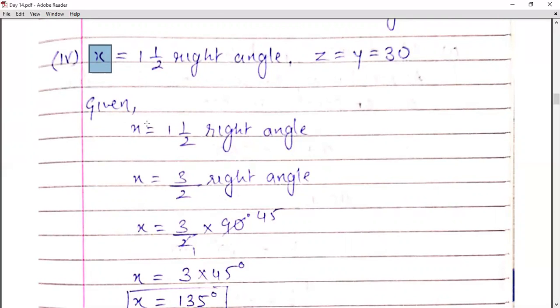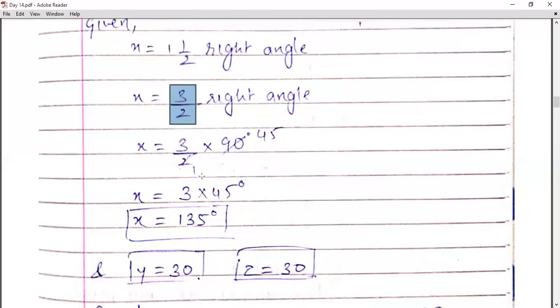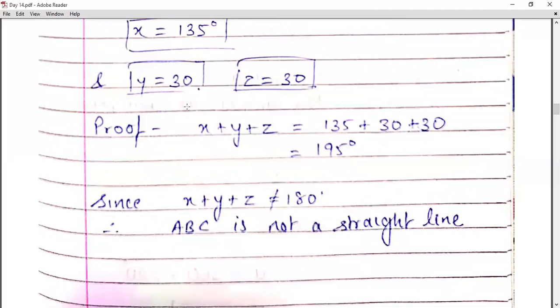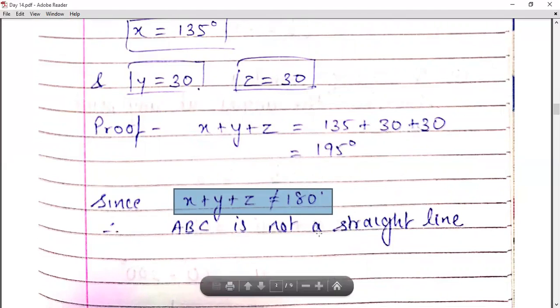Solving for X, X is equal to 1.5 of right angle. 1.5 is a mixed fraction. On getting a proper fraction, you'll get it as 3 by 2. 3 by 2 of right angle, that is 3 by 2 of 90 degrees, will be equal to 135. And Y and Z is given as 30 degrees. Substituting the values of X, Y, and Z in the proof, X plus Y plus Z is equal to 135 plus 30 plus 30, it is equal to 195. Again, X plus Y plus Z is not equal to 180 degrees. Hence, ABC is not a straight line.